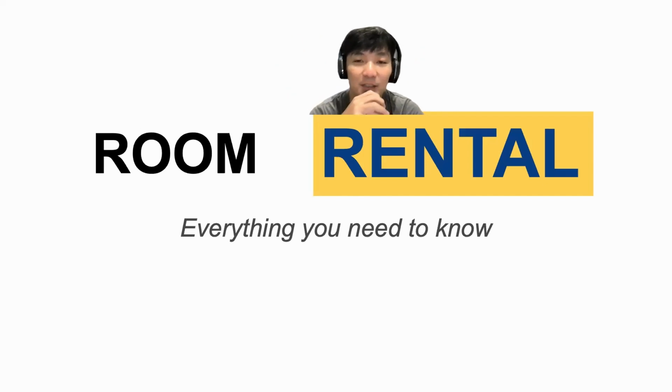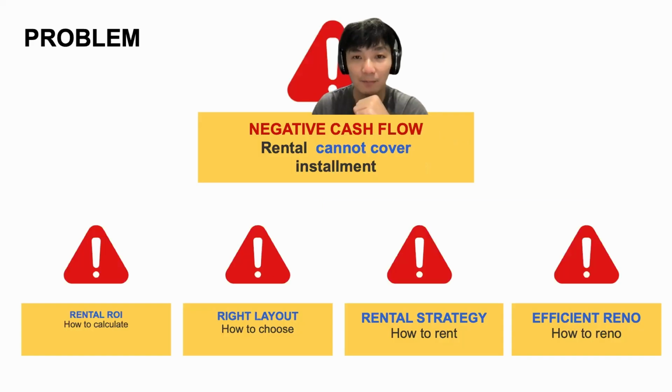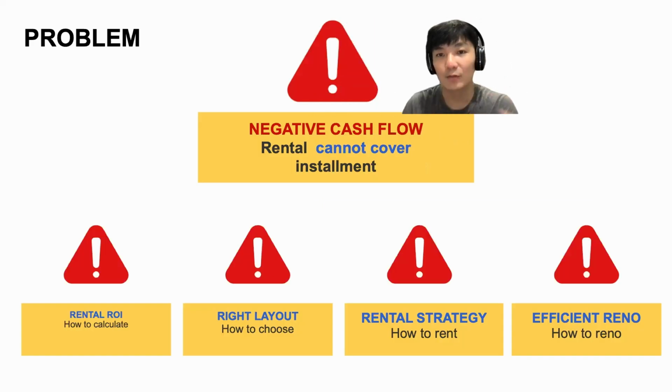Today we are sharing room rental content. So if you have a cash flow problem where your rental cannot cover your installment, what can you do? It's usually due to these four main issues below.